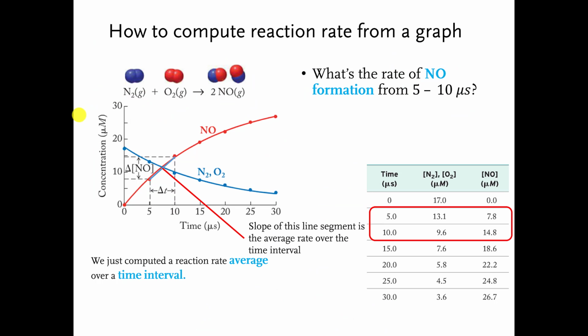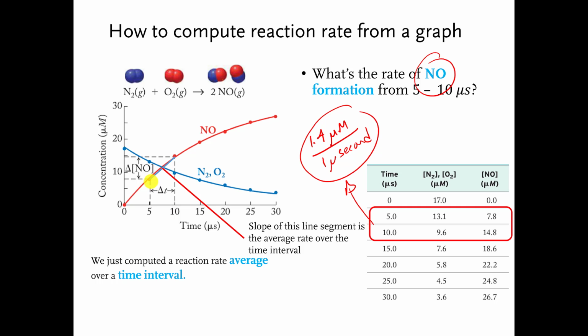The other thing that I want to point out here is that we calculated our average rate. It was 1.4 micromolar for every 1 microsecond. That's our average rate of formation of NO. It turns out that this rate is equal to the slope or the steepness of the little line that connects the red line between these two red dots, between 5 microseconds and 10 microseconds. In other words, if you could figure out what the slope or the steepness of this line is, it would end up being this number.